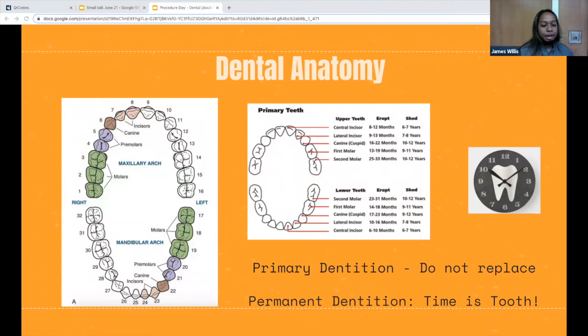In terms of primary teeth versus permanent teeth, children begin to lose their primary teeth through a process called exfoliation. This begins at around age 6. As the permanent teeth push towards the gingival margin, the root of the primary tooth is resorbed into the alveolar bone, and this causes the primary tooth to fall out.